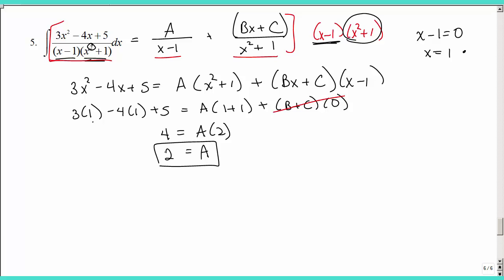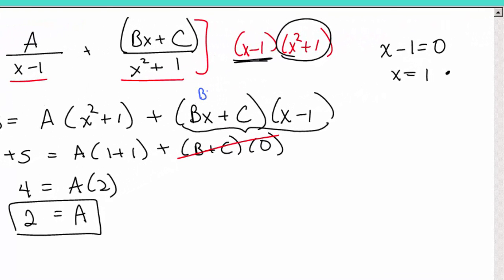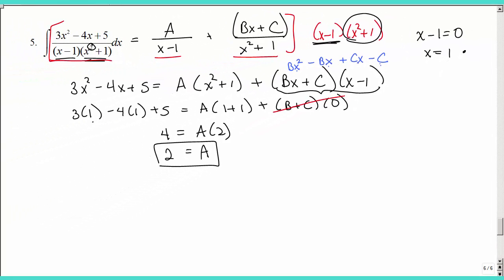But I've got two other constants to solve for, B and C. So this is where, again, you might want to FOIL this out. Okay, so I'm going to have Bx squared minus Bx plus Cx minus C. All right, so I need B and C. So B has an x squared and has an x. C has x's and constants. Again, just pick and see what works. You might not like what you pick, and then try something different. I'm going to try the x squareds.